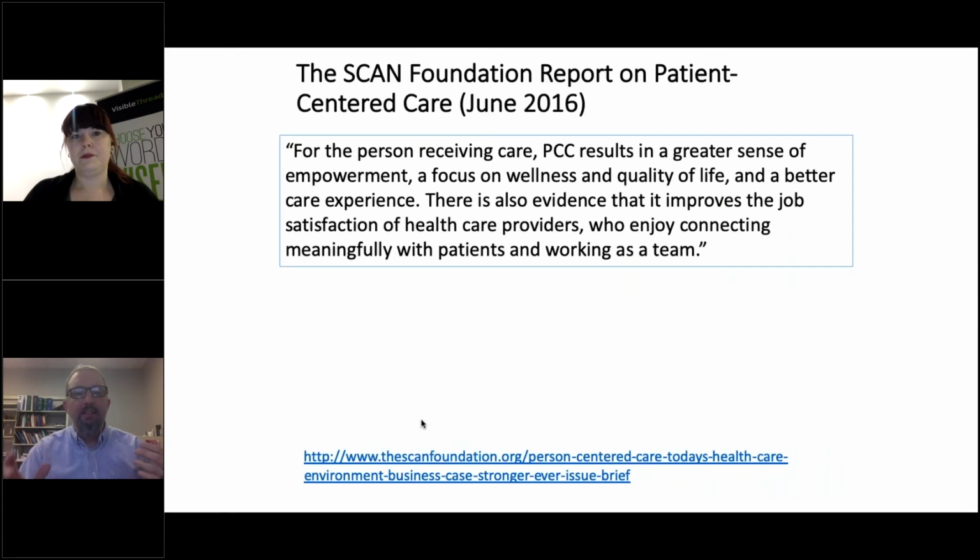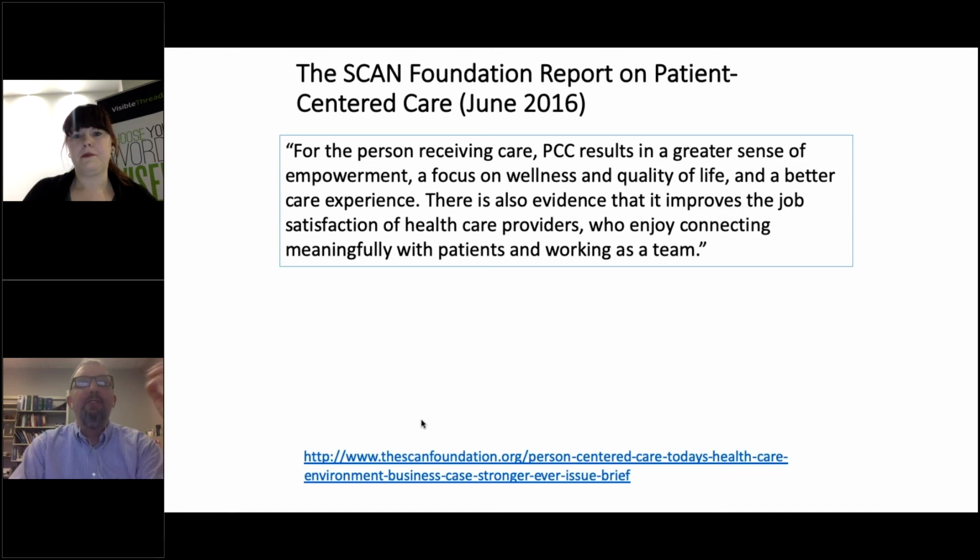So what about, let's see, the next slide here. The SCAN Foundation issued a report on patient-centered care about a year after that Accenture study. They also found, a little bit less of the quantitative stuff, that patient-centered care results in a greater sense of empowerment, a focus on wellness and quality of life, and a better care experience. But what's really interesting is they also showed evidence that it improves the job satisfaction of healthcare providers, who prefer to connect with their patients and work together as a team.